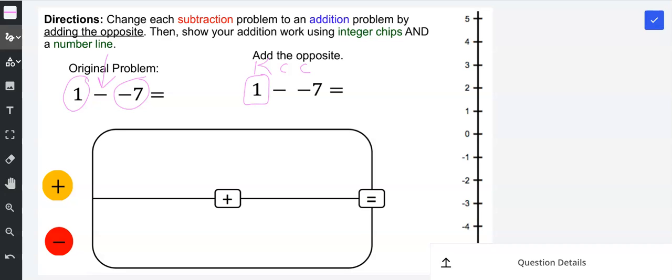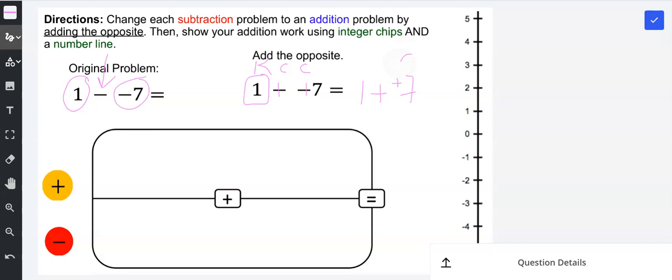I'm going to add the opposite. So instead of the operation being subtraction, we're going to change that to addition. And then instead of this being a negative number, we're going to change this to a positive number. So we made 2 changes. We added the opposite. So 1 minus a negative 7 becomes 1 plus a positive 7.